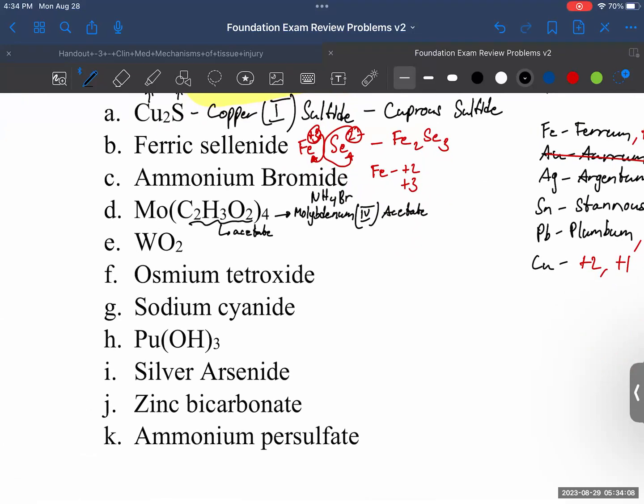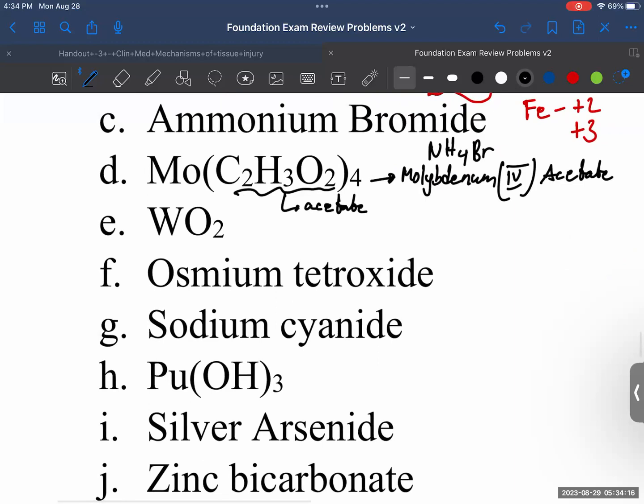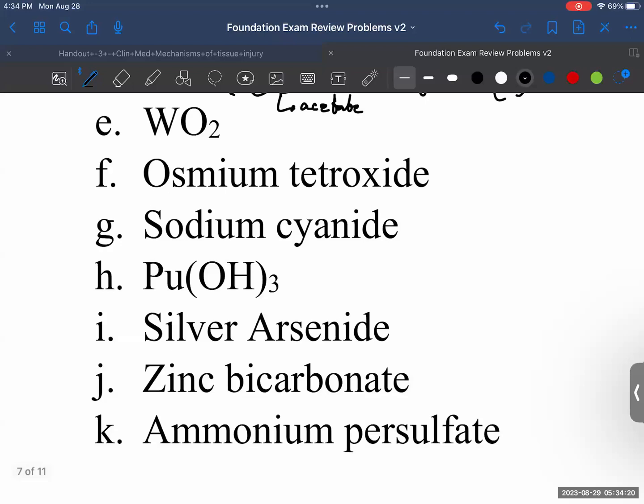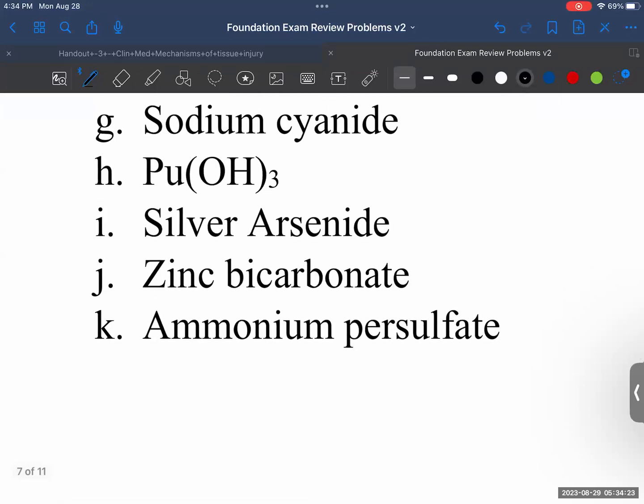All right. How y'all feeling on naming? Want to do some more? Yeah. All right. Let's skip this one. Skip that one too. All right, sodium cyanide. What's that gonna look like? NaCN. The symbol for sodium is Na, and then CN minus is the polyatomic ion cyanide. So sodium cyanide.